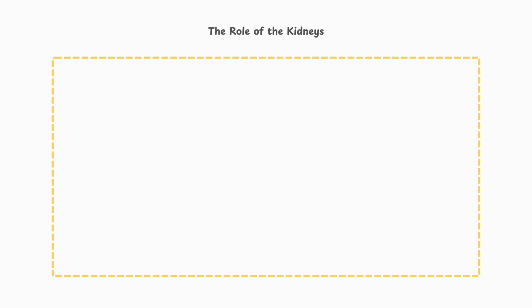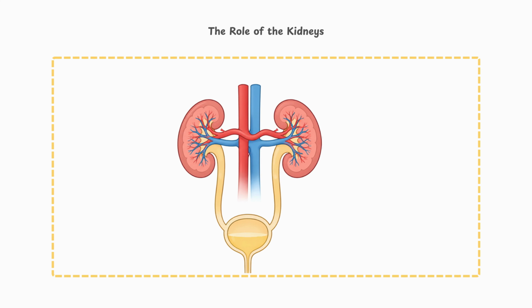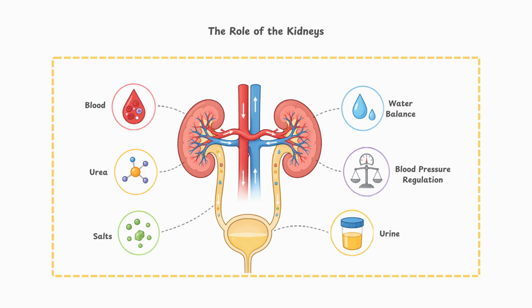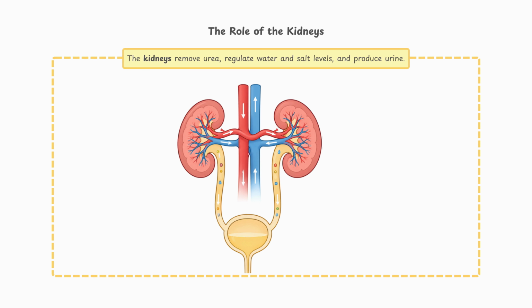The kidneys are located towards the back of the abdomen. Now, even though they are hidden away inside the body, they are extremely important. They perform several vital functions. So what do the kidneys actually do? Their main jobs are to remove waste products such as urea, regulate the amount of water in the blood, and control the concentration of dissolved salts.